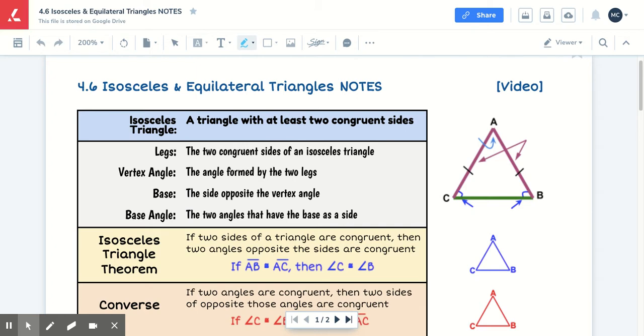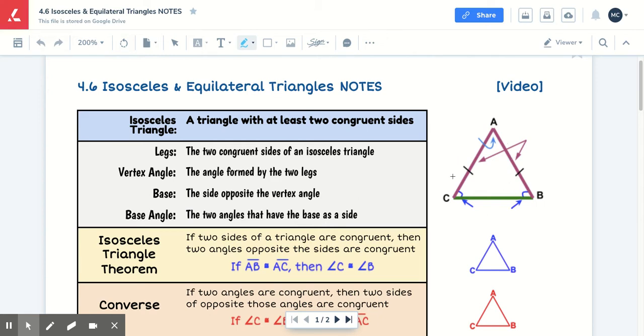The legs are the two congruent sides of an isosceles triangle. The vertex angle is the angle that's formed by the two legs. The base is the side that is opposite from the vertex angle. And the base angles are the two angles that have the base as a side.